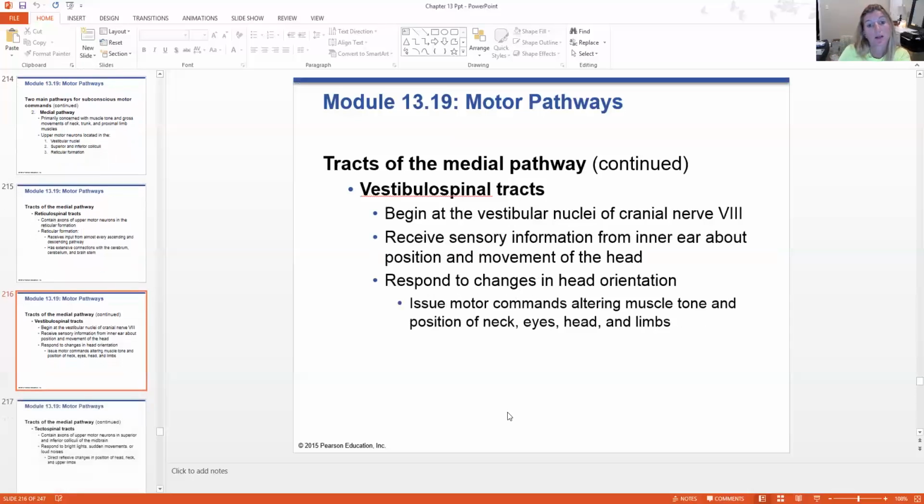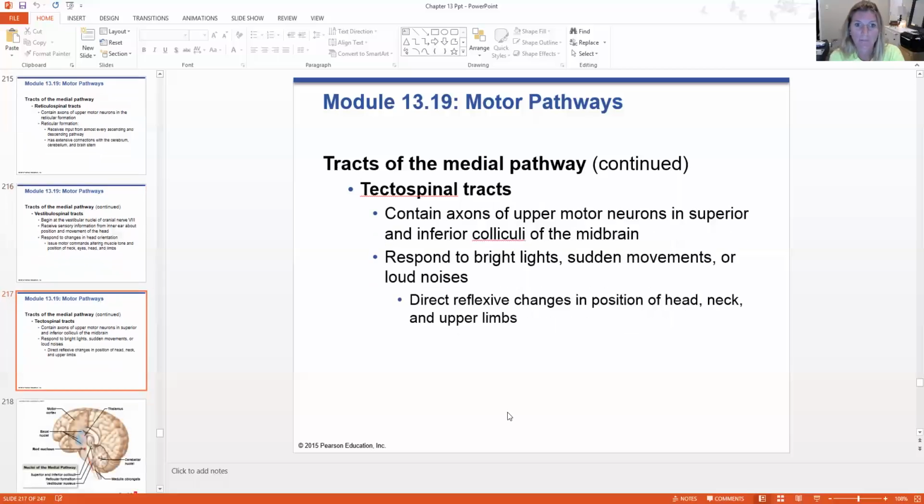The vestibulospinal tracts begin with the vestibular nuclei of cranial nerve 8, which is the vestibulocochlear nerve, and that is receiving sensory information from the inner ear about position and movement, and the response is going to be changes in head position, issuing motor commands of head, neck, eye, limbs, etc.